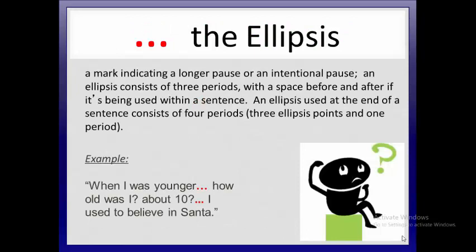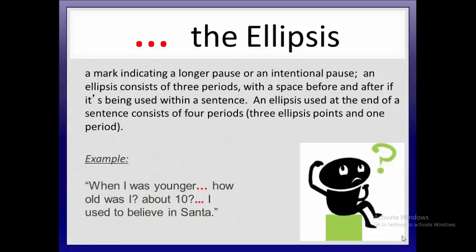Okay, what about the ellipses? The ellipsis is a mark indicating a longer pause or intentional pause. An ellipsis consists of three periods or dots with a space before and after if it's being used within a sentence. An ellipsis used at the end of a sentence consists of four periods: three ellipsis points and one period. Okay, so look at this example. "When I was younger..." How many dots or periods are here? One, two, three, because it's within the sentence.